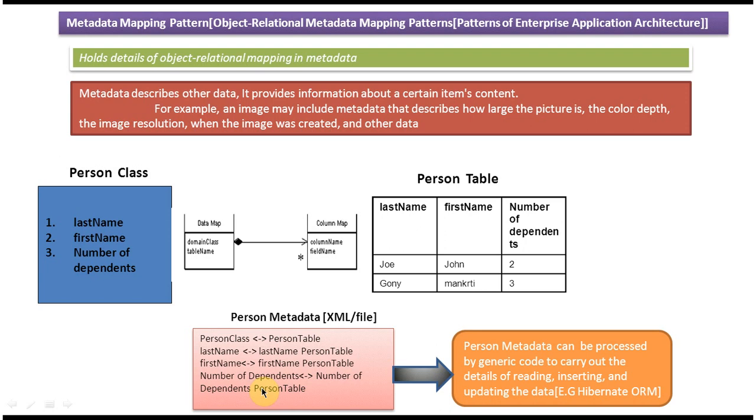So in Hibernate we can define a Hibernate mapping file, which is an XML file, where we can define which domain class is mapped to which table and which field of the domain class is mapped to which column of which table. So that mapping information will be in the XML file, the Hibernate mapping file. Later the Hibernate generic code will read the person metadata XML or that Hibernate mapping file, and it will use that metadata information to perform the CRUD operations, like create, retrieve, update and delete the information.